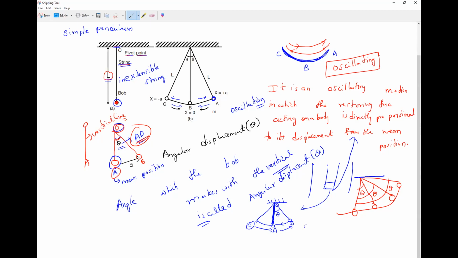Then we can say it has completed how many oscillations? One oscillation. Understanding? One to motion and one fro motion, completely, is called one oscillation. One complete to and fro motion is called one oscillation. All of you should remember that.